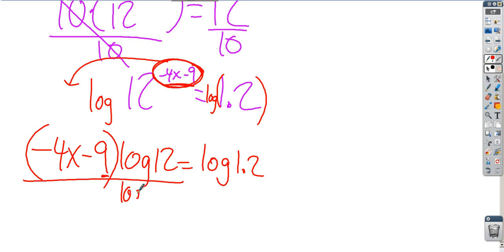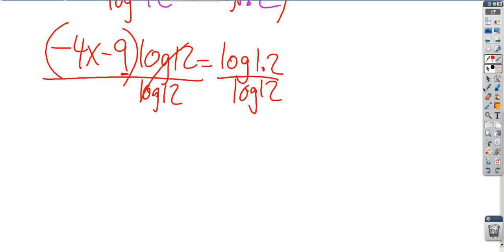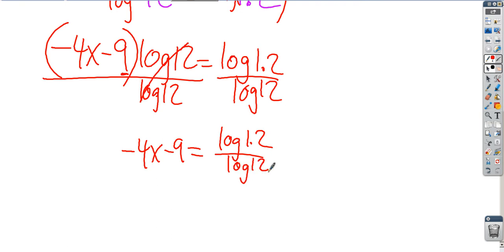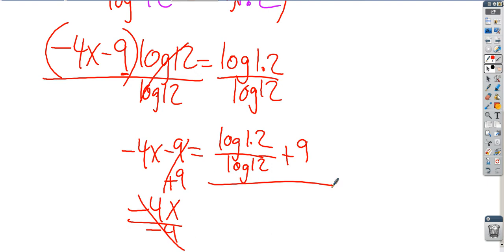So let's get rid of this by dividing log 12 on both sides. So we have log 1.2 over log 12. So this will now simplify to negative 4x minus 9 is equal to whatever this number is. And I don't recommend finding what that number is till the very end. You don't want to round answers till the very end of the problem, otherwise you'll start getting inaccuracies. So we would add 9 to both sides, and then finally we would divide this whole thing by negative 4.